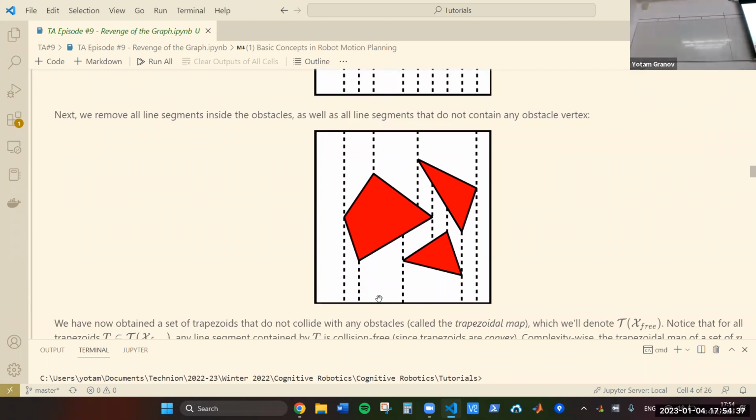Now I have a bunch of white trapezoids, and I partition my space among them. The good thing about these trapezoids is that any two points inside one trapezoid will necessarily have a collision-free path between them. If I have two points here and here, there has to exist a collision-free path between them. This is because trapezoids are what's called a convex polygon, which by definition means that any two points inside it will have a straight line path that doesn't exit the shape or collide with obstacles.